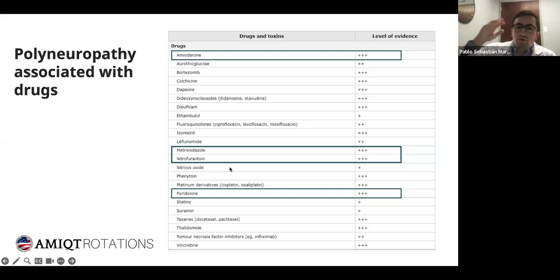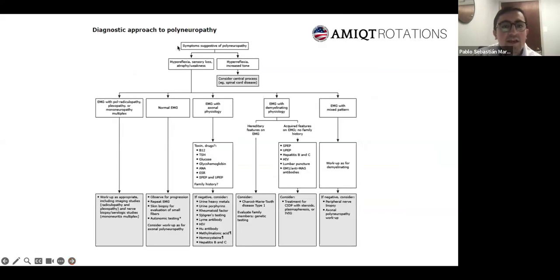Many times we have patients with a history of cancer and we forget to ask what treatment they received. It's really important during the evaluation of a patient. This is an interesting algorithm.